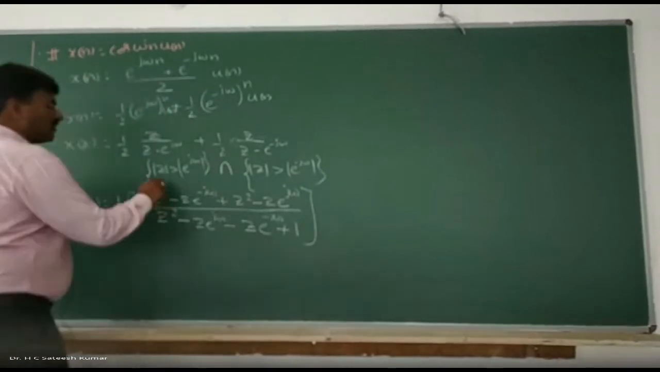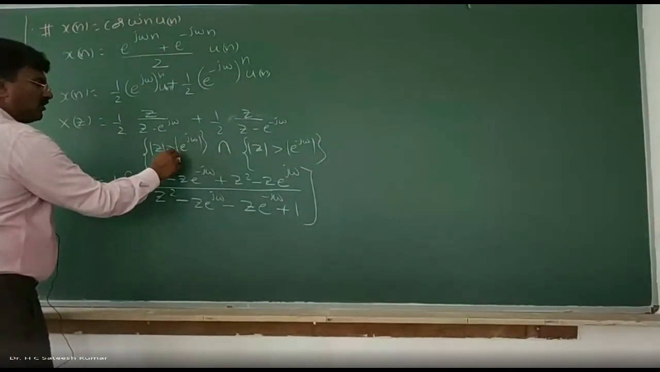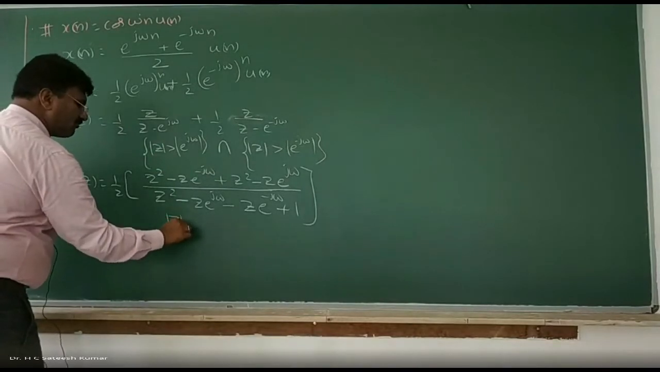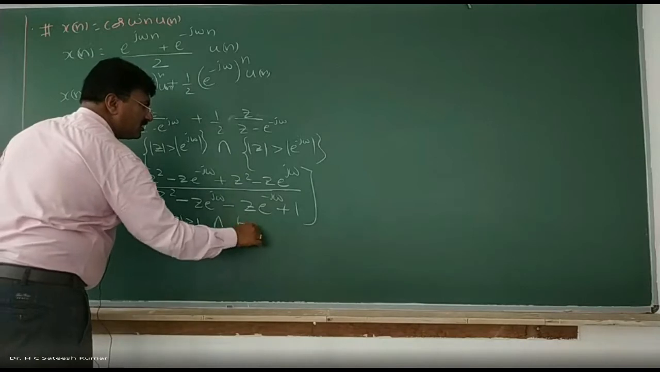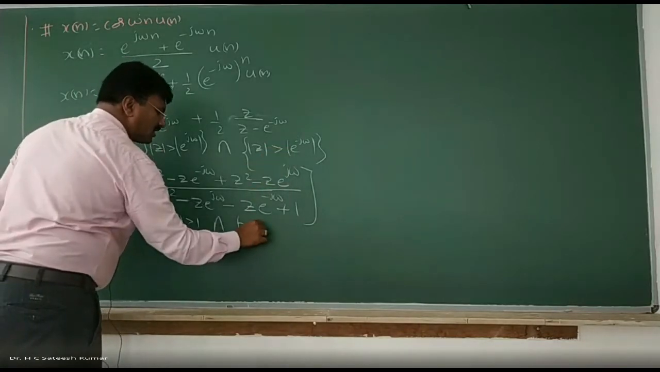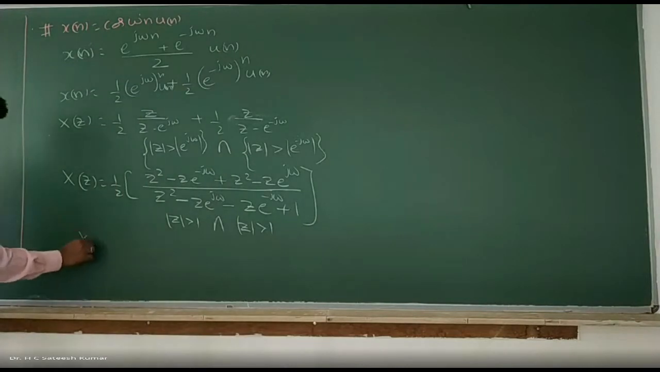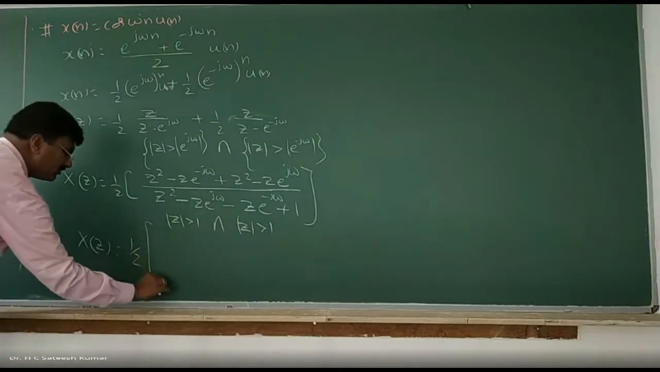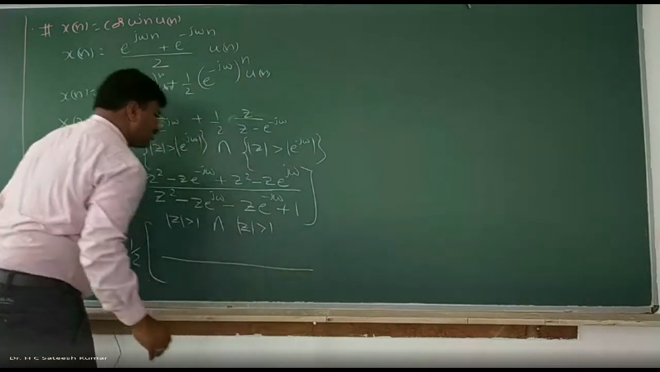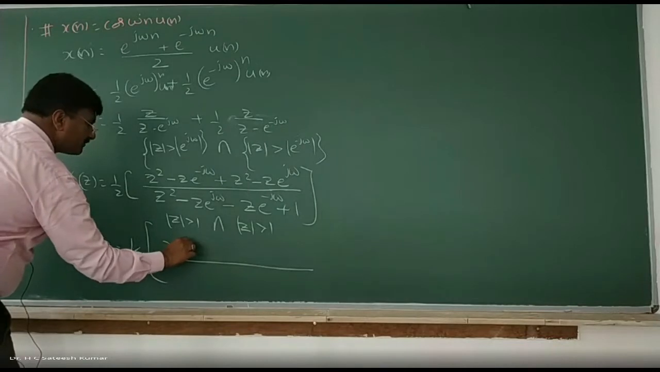ROC, what is the magnitude of this one? This is of the form r into e to the power of j theta. Magnitude is 1 now. So therefore mod z greater than 1, intersection with mod z greater than 1, this also has magnitude 1 only. X of z is equal to 1 by 2 into, okay, right. So in the numerator, z square plus z square, 2z square.